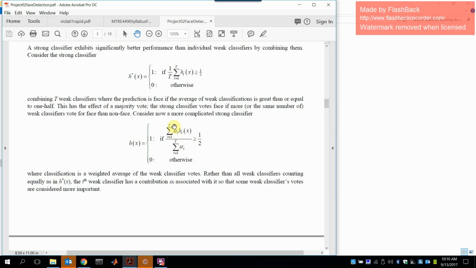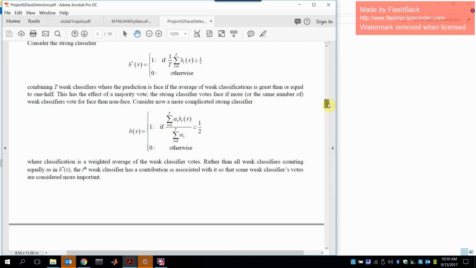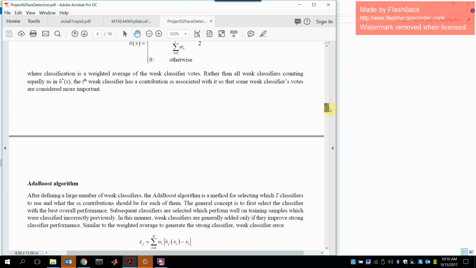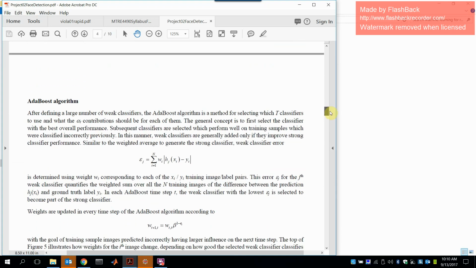Yes, alpha: each weak classifier has an alpha that says how much its vote is. And indeed, AdaBoost will be updating what those are. And they are a weighted average. There's another weight, and I'm sorry I confused you. There's another weight that is, each image has its own weight.